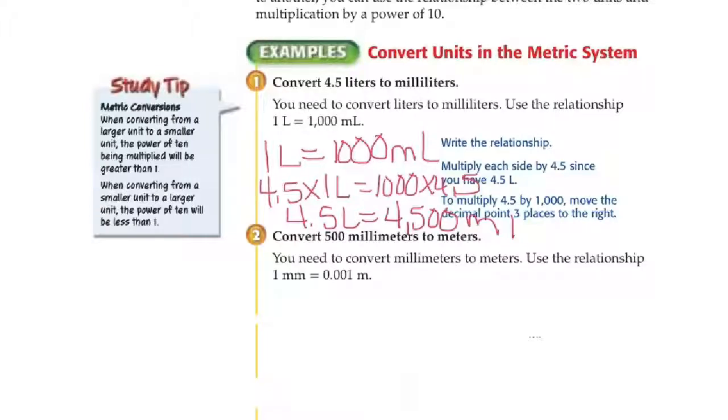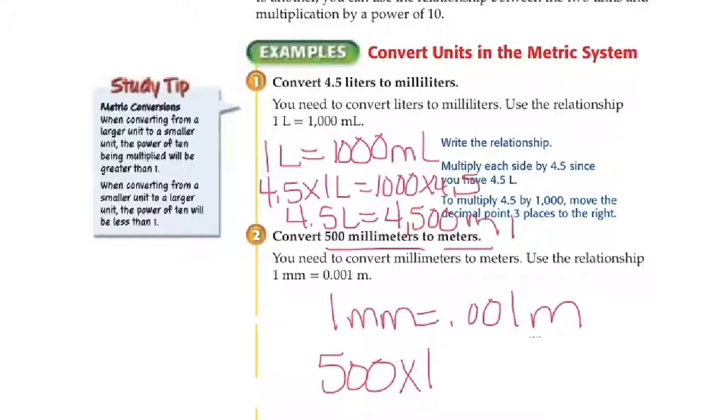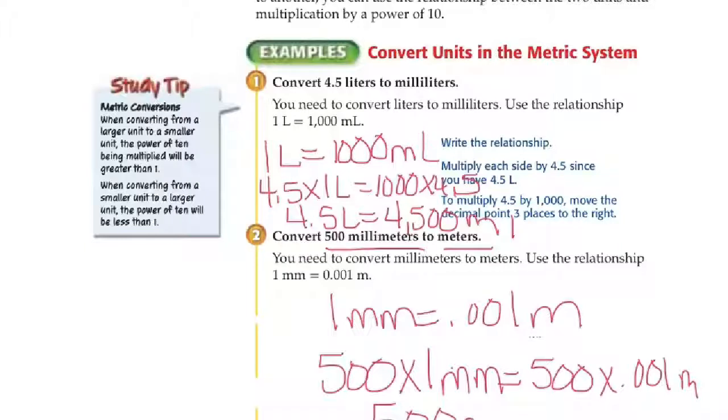How about converting 500 millimeters to meters? In this case, we know that our conversion is 1 millimeter equals 1 thousandth of a meter. So 1 millimeter equals 0.001 meter. We want to know how many meters 500 millimeters are. So do 500 times 1 millimeter equals 500 times 0.001 meter. And you will end up with 500 millimeters equals 0.5 meters, because you just simply move your decimal 3 places to the left.